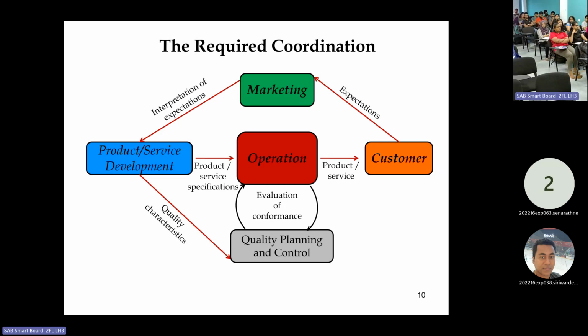So marketing, product design team or product development team, and then operations, and of course quality planning and control team. Just spend one or two minutes with it and try to understand the type of relationship between them. Although I have mentioned one-way direction, these relationships can be two-way also, right? But just identify the simple way of it, and say whether you agree with it or whether you can understand it.